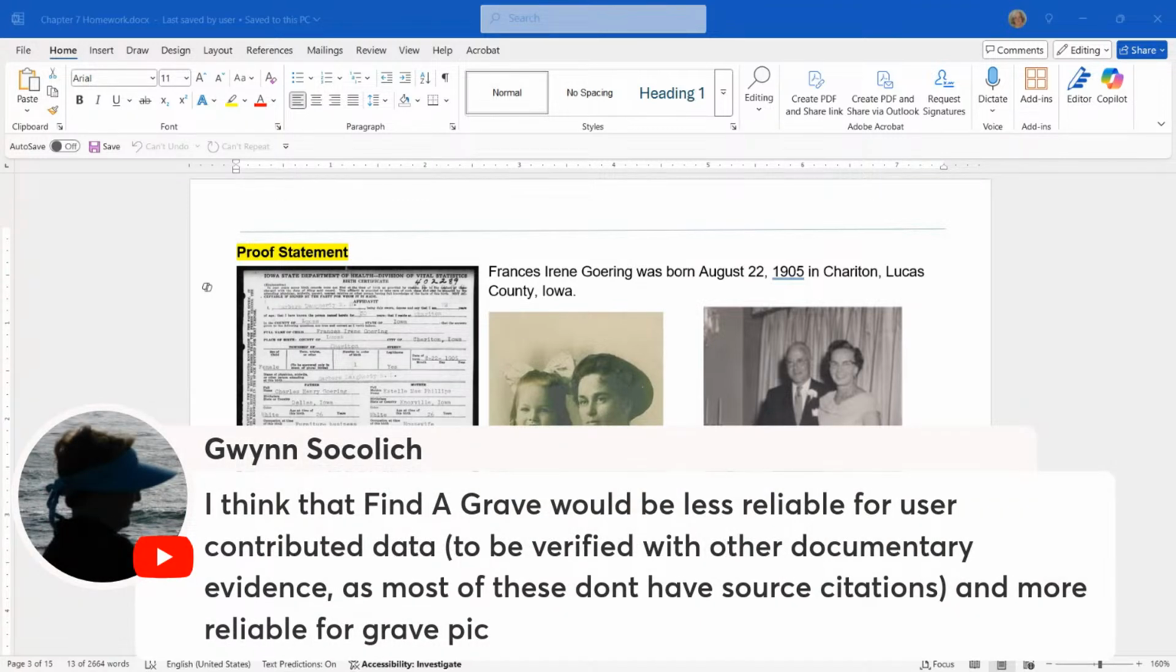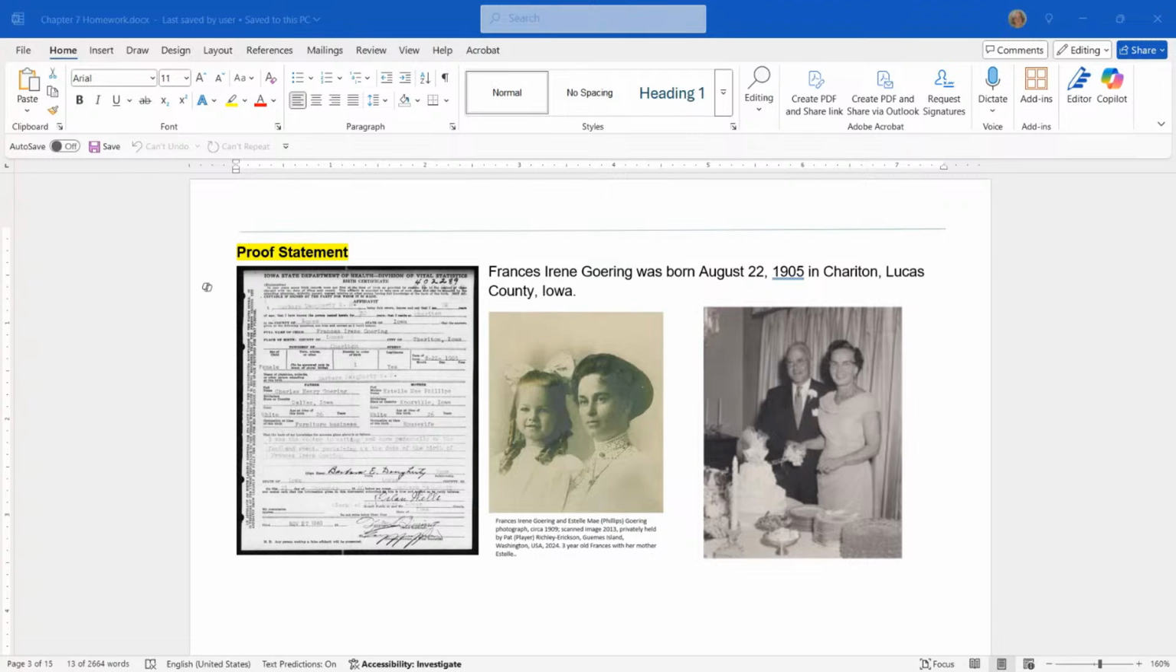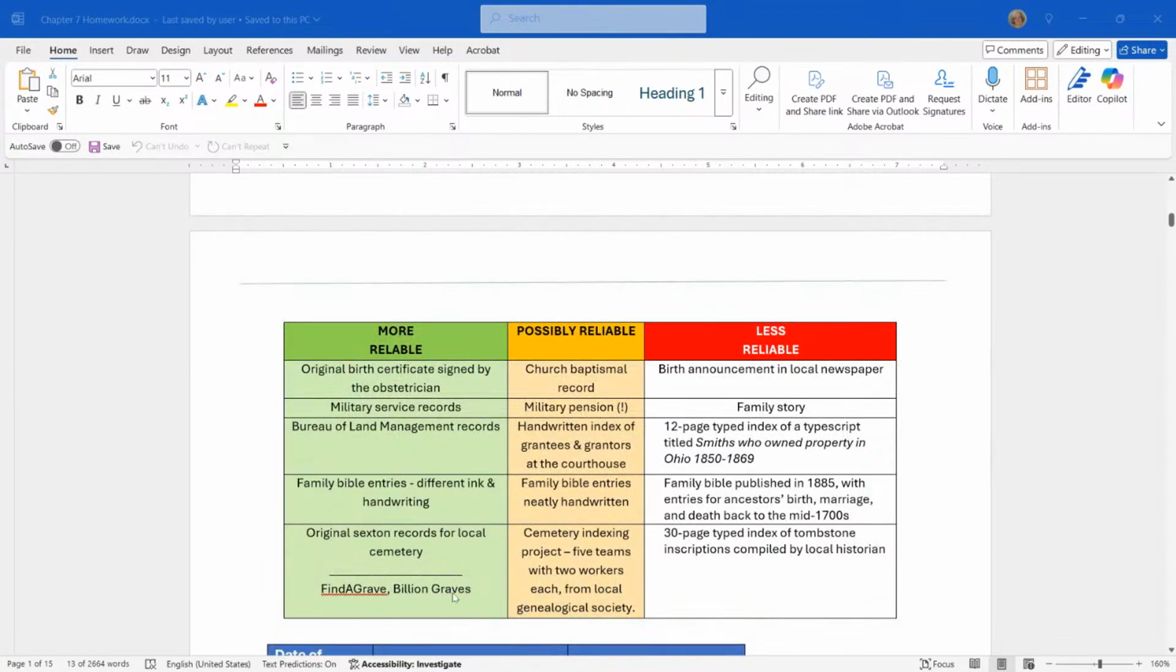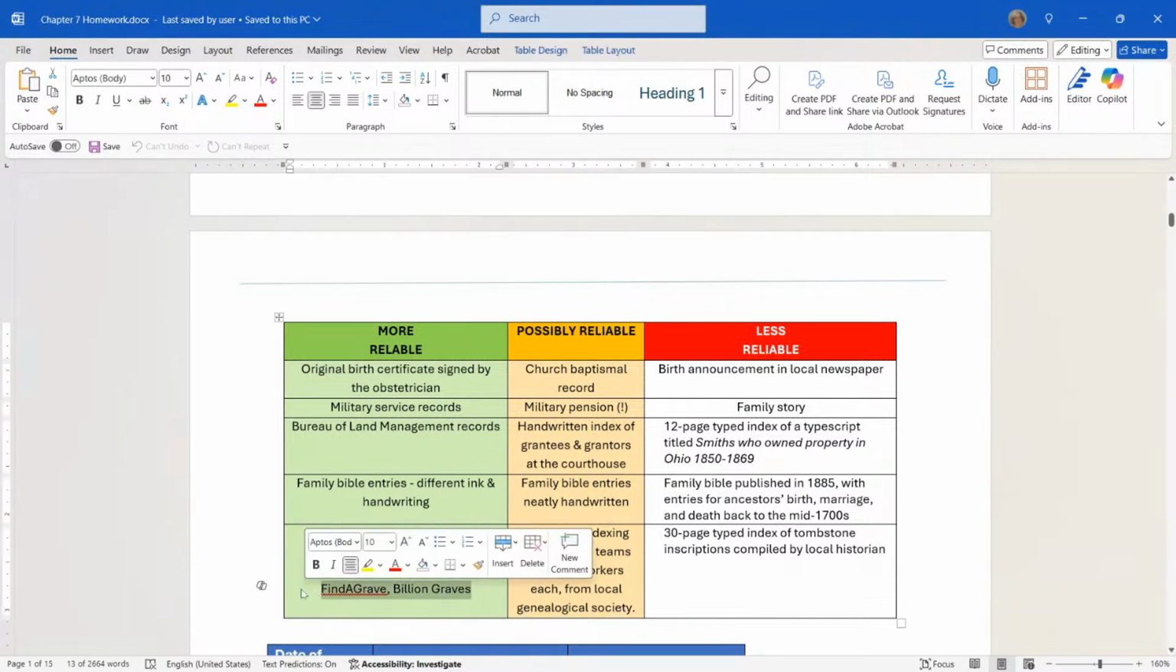Okay, we are going to talk about contributed data. Let me scroll back on the Find a Grave thing in my homework. Find a Grave and BillionGraves can be reliable for what's on the tombstones, right? Not all that user contributed, they're related to so-and-so and married so-and-so, and here's the link to that person's tombstone.